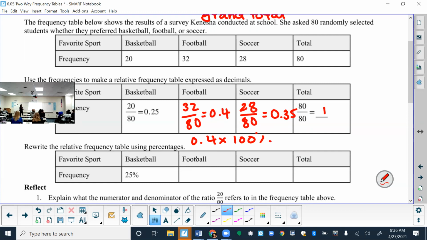So what's 0.4 written as a percent? 40%, good. Soccer would be 35%, and the grand total would be 100%. Does that make sense?